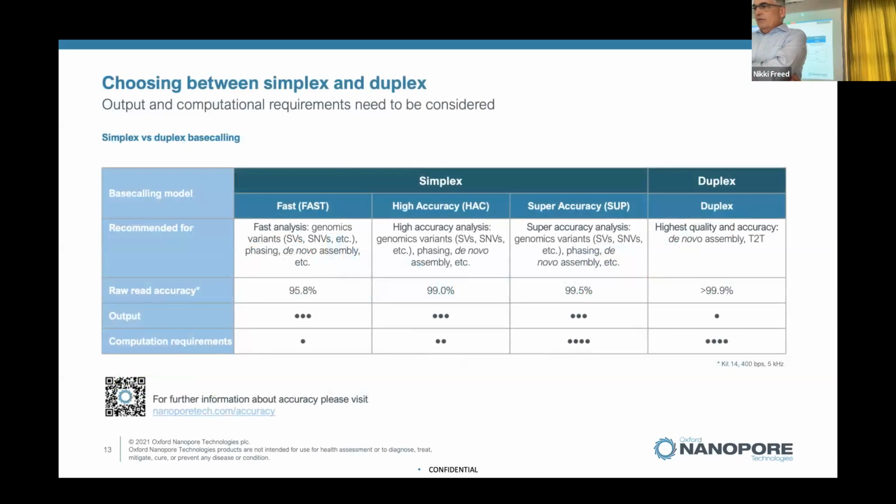So this is a nice summary slide to help you get your head around this. If you're starting an experiment, what are you going to choose to do? Simplex or duplex, fast, high accuracy or super accuracy, and what might I need to make that happen?